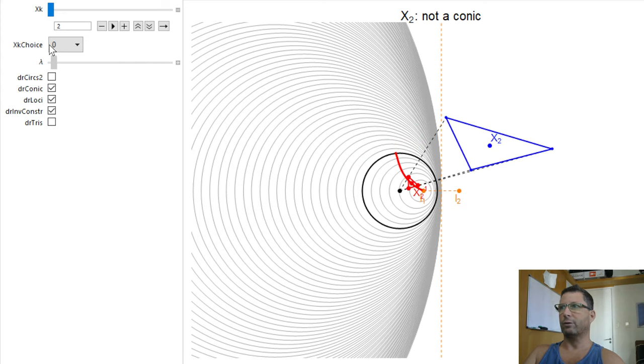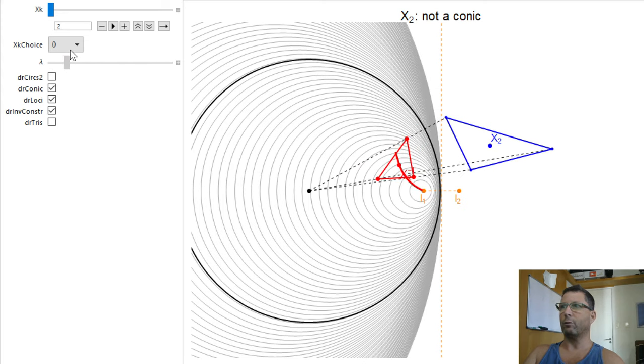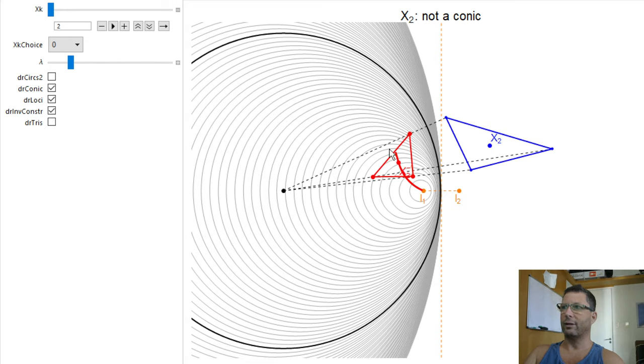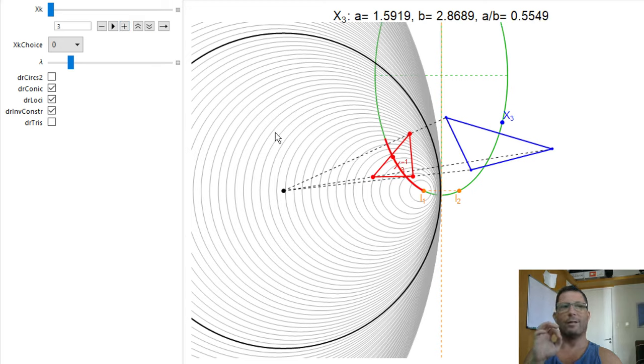the pencil of circles? It's also moving along that red curve, that arc of some sort of curve, but the detector is telling me this thing is not a conic. Very well. Let's go to the circumcenter. Now, with the circumcenter, you get the first very cool phenomenon.